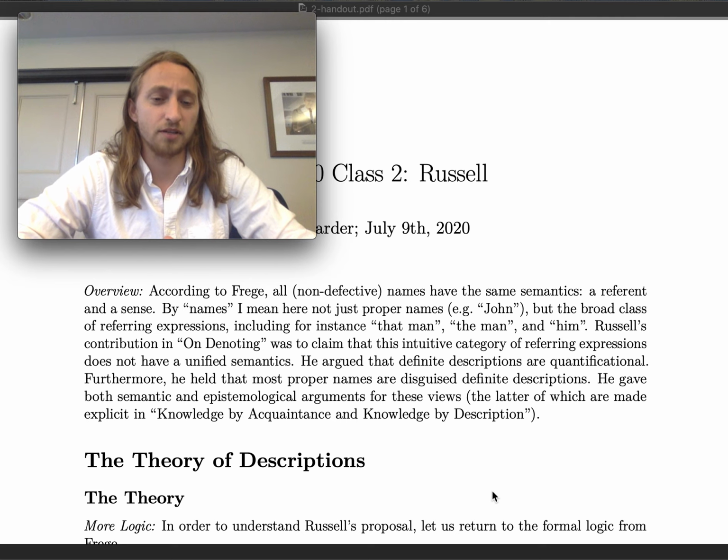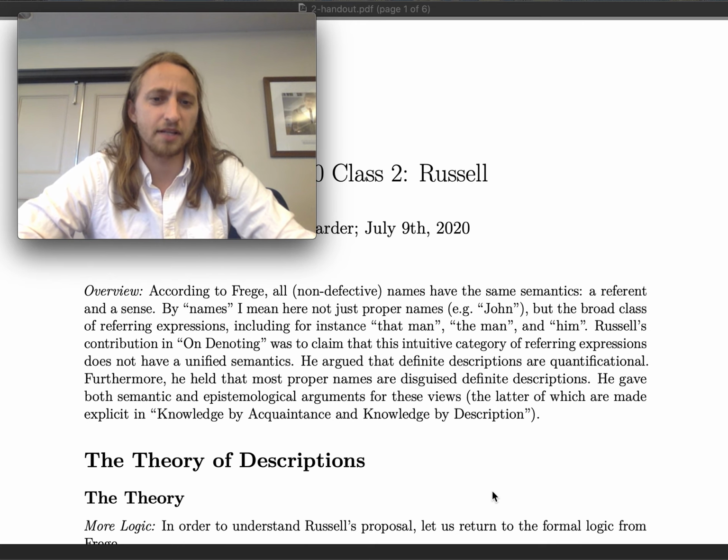Now, Russell's contribution in On Denoting was to claim that this intuitive category of referring expressions does not have a unified semantics in the way Frege thought. Specifically, he argued that definite descriptions are quantificational. Now, what that means we'll come to in this lecture.